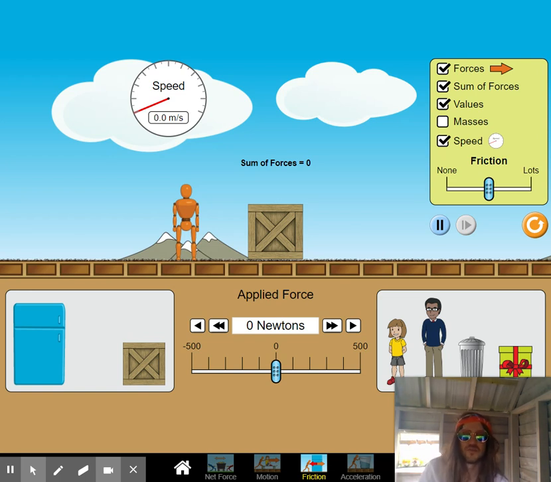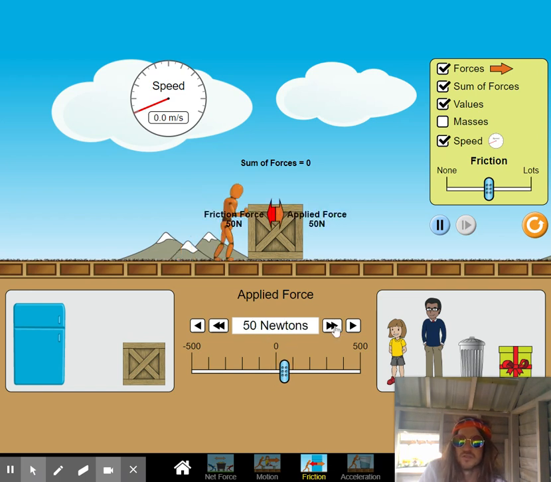So imagine you want to push this crate or box. You apply a force of 50 newtons on the box, but it does not move. How many newtons of force is it applying back onto you? 50 newtons. So the sum of the forces is zero. Therefore, the box is currently not moving.